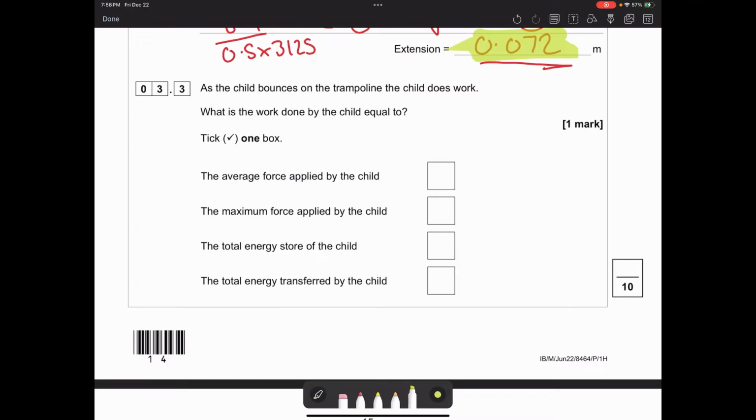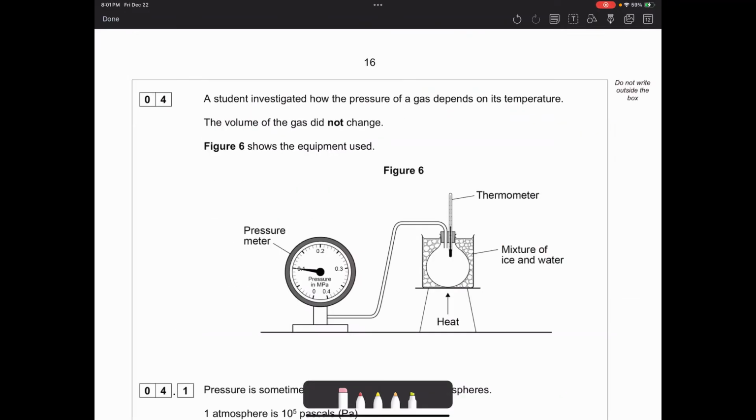As the child bounces on the trampoline, the child does work. What is the work done by the child equal to? The average force applied by the child, the maximum force applied to the child, the total energy stored of the child, or the total energy transferred by the child. Now, this is basically just assessing what you understand by work done, and work done is energy transferred. It's the same thing. So if I'm doing a certain amount of work, I am transferring a certain amount of energy, and that's all this question is really getting you to recognise.